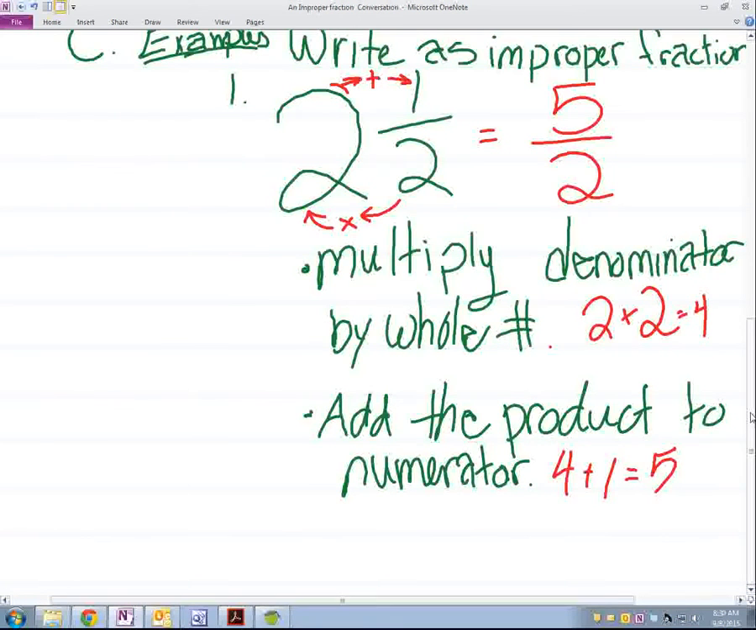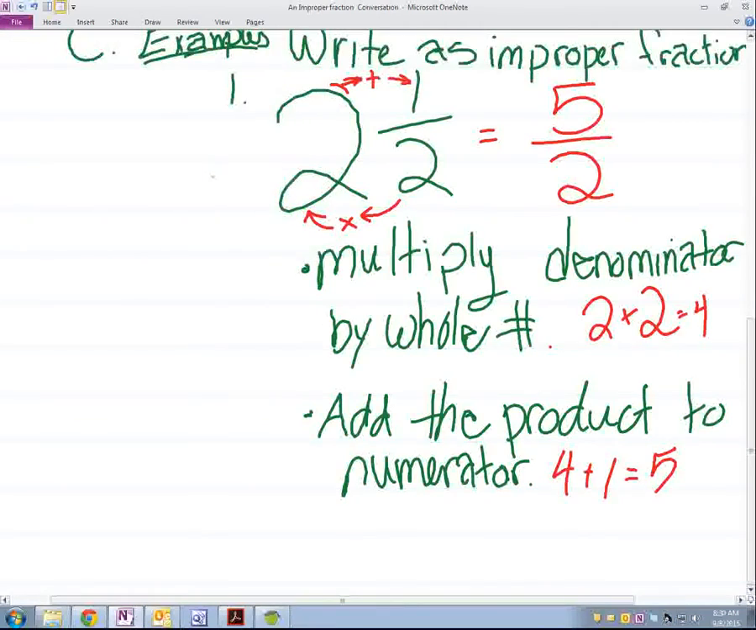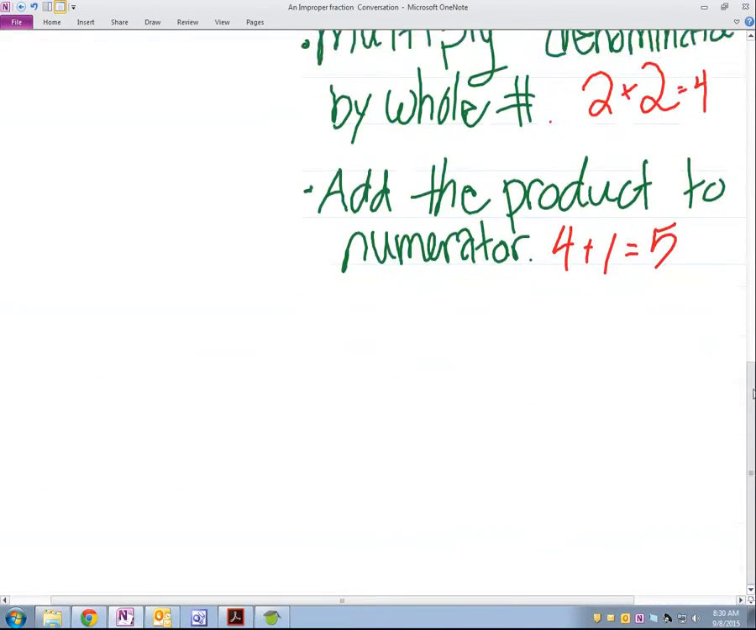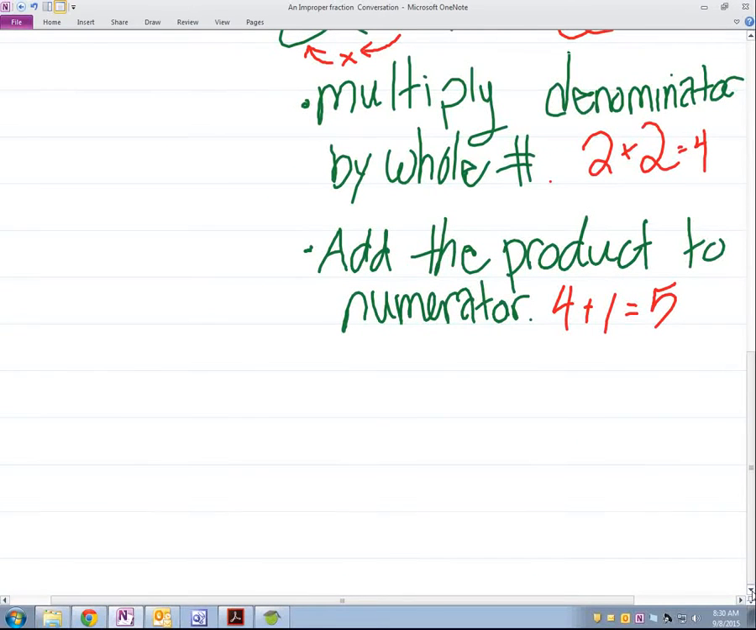Yeah, we'll do one more example of this section. This part right here. C? Shouldn't it be? No, it's within C, because C are the examples. In section Roman numeral 1, section C are examples.